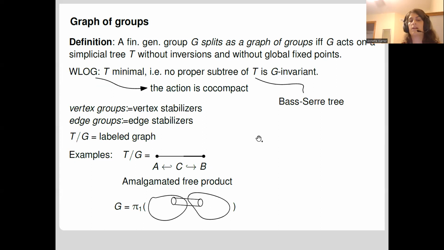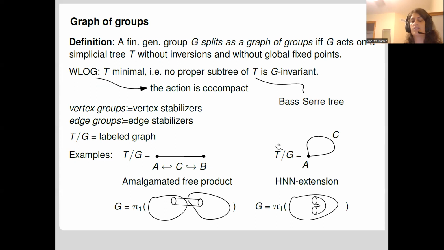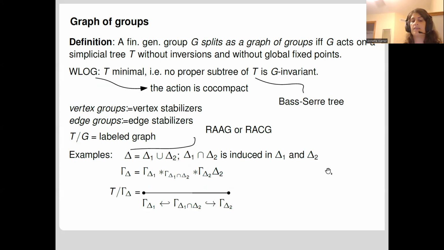Examples are amalgamated free products, where the quotient is an edge, and HNN extensions, where the quotient is a loop. And in the last talk, we studied examples of right-angled Artin and Coxeter groups, which split nicely as amalgamated free products. And these nice splittings arose from gluing graphs nicely together.